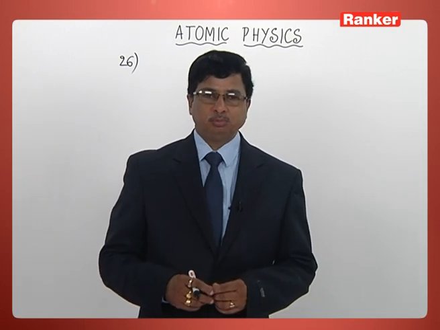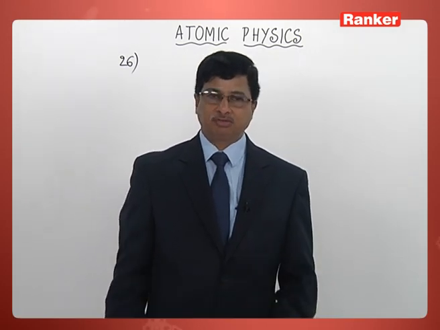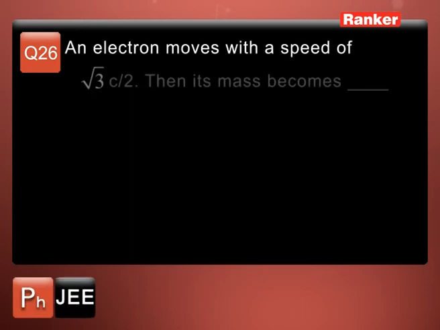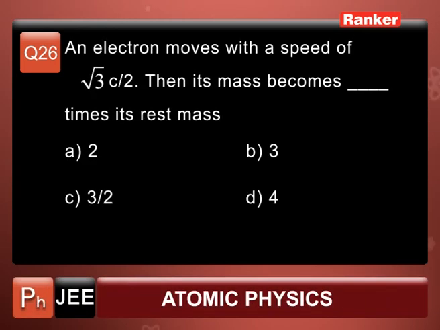Let us switch over to problem number 26. Let me read out the problem once. An electron moves with a speed of √3 times velocity of light by 2. Then its mass becomes dash times its rest mass.